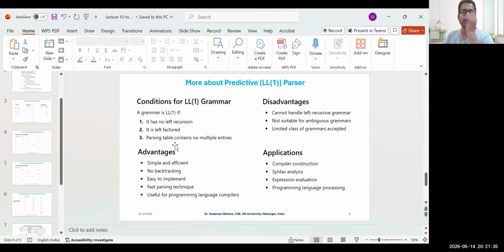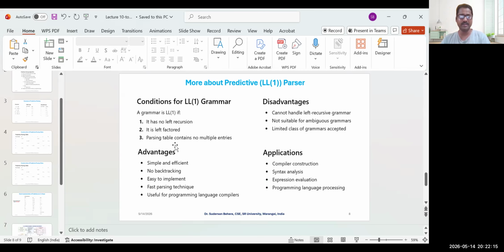What are the conditions of an LL1 parser or LL1 grammar? Yes, the LL1 parser always accepts an LL1 grammar. What is the meaning of this? The grammar should not be left recursive, it should be left factored, and it should not be ambiguous. So a grammar is LL1 if it has no left recursion, it is left factored, and it has no multiple entries in the parsing table. That means the grammar should not be ambiguous. These are the primary conditions of LL1 grammar as well as LL1 parsing.